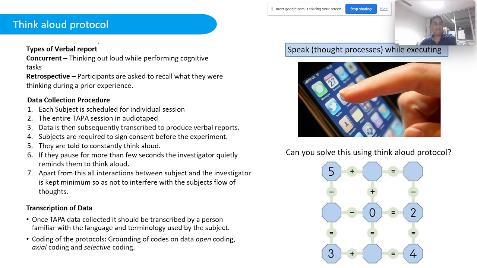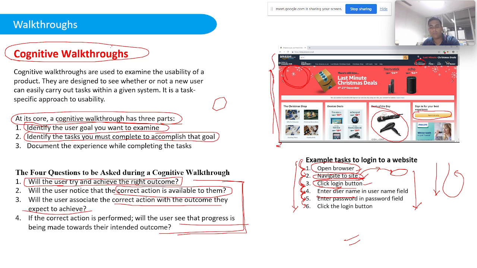Now next is the think aloud protocol. Think aloud protocol is a very useful tool when we try to understand cognitive processes in a task flow study. In cognitive walkthroughs, the information is collected by the designer based on observation or visual recording. However, that may not be the actual representation of what is actually going on inside the person's head.